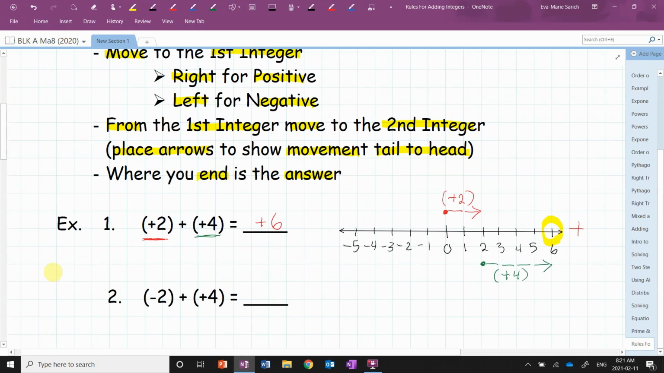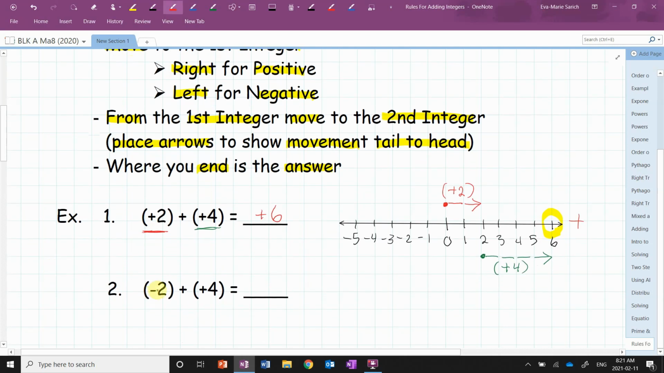Okay? Let's try another one. So I've thrown some negatives in here. So again, let's draw a number line. All right. And we'll put 0 in the middle. When we go to the right, it's going to be positive. So we'll have positive 1, 2, 3, 4, 5. To the left is negative, each tick. So making my ticks, and then negative 1, negative 2, negative 3, negative 4, negative 5.